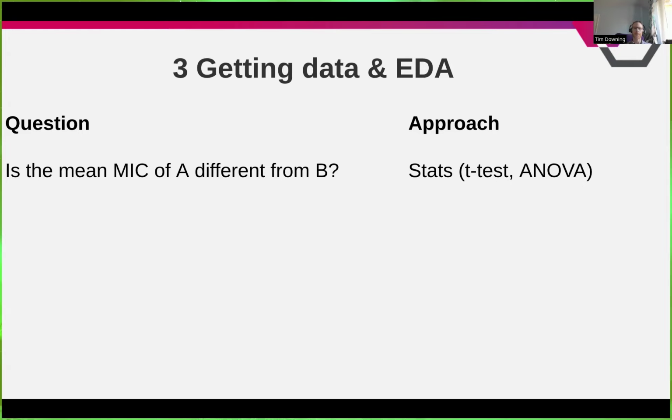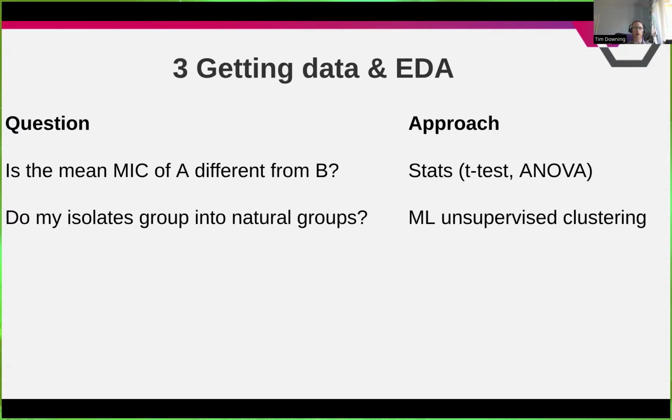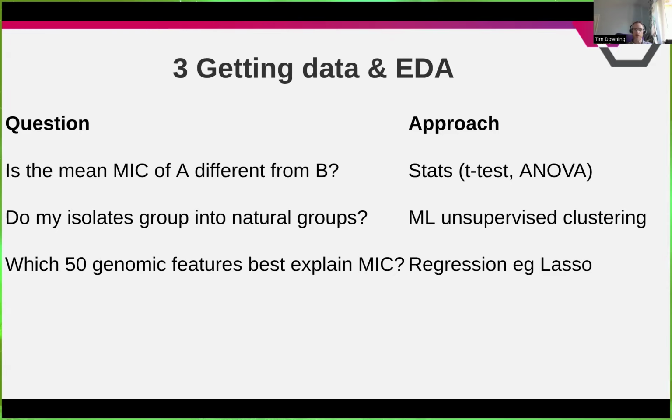Our approach is quite applicable to different things. So if we had, for example, a question over whether the mean of the minimum inhibitory concentration of group A versus group B is different, we might use a statistical approach using a t-test or ANOVA or something like that. If my question was whether my isolates group into different innate groups, we might use some sort of unsupervised clustering method or visualization method. It could use machine learning, but that's not necessary.